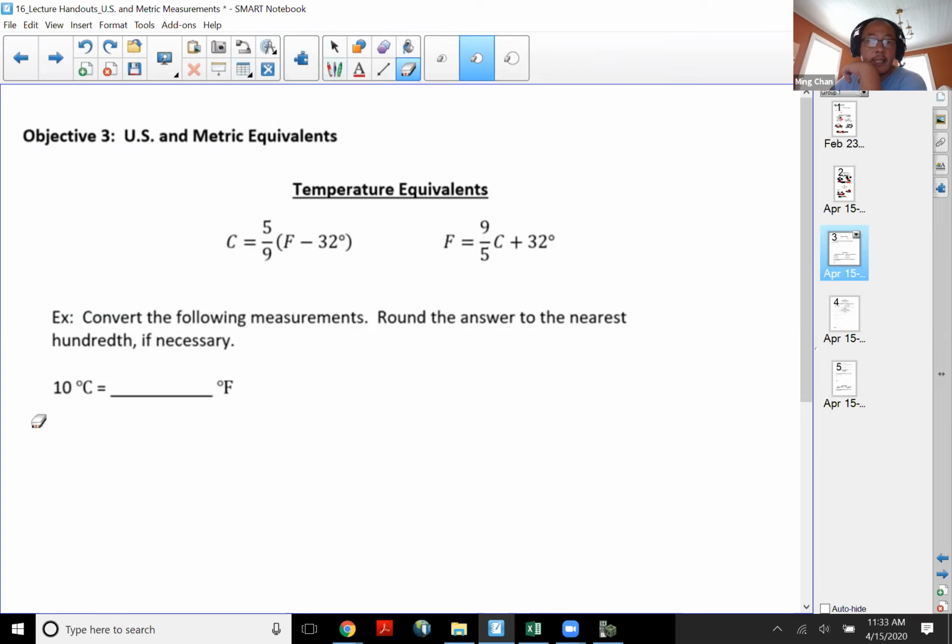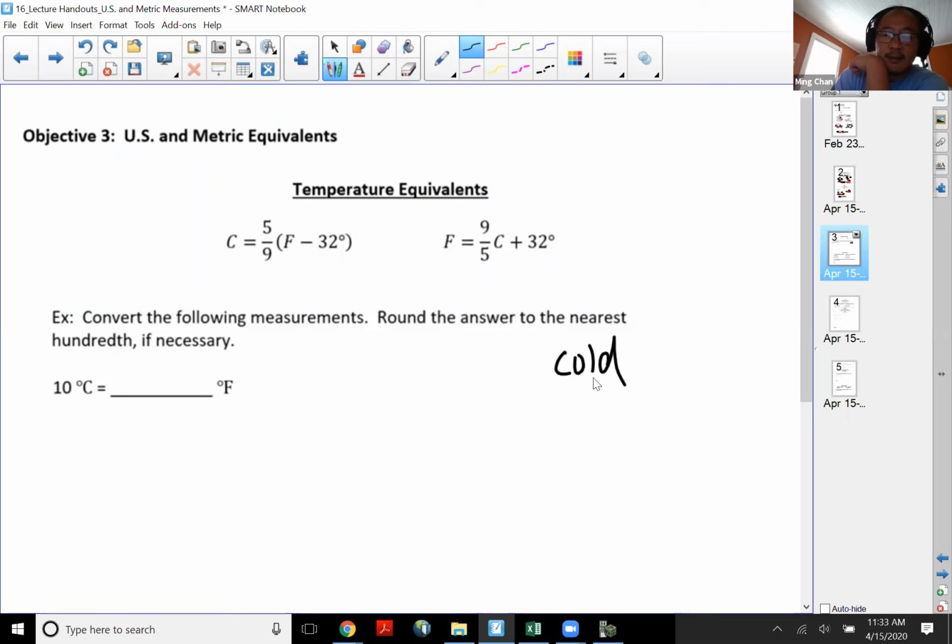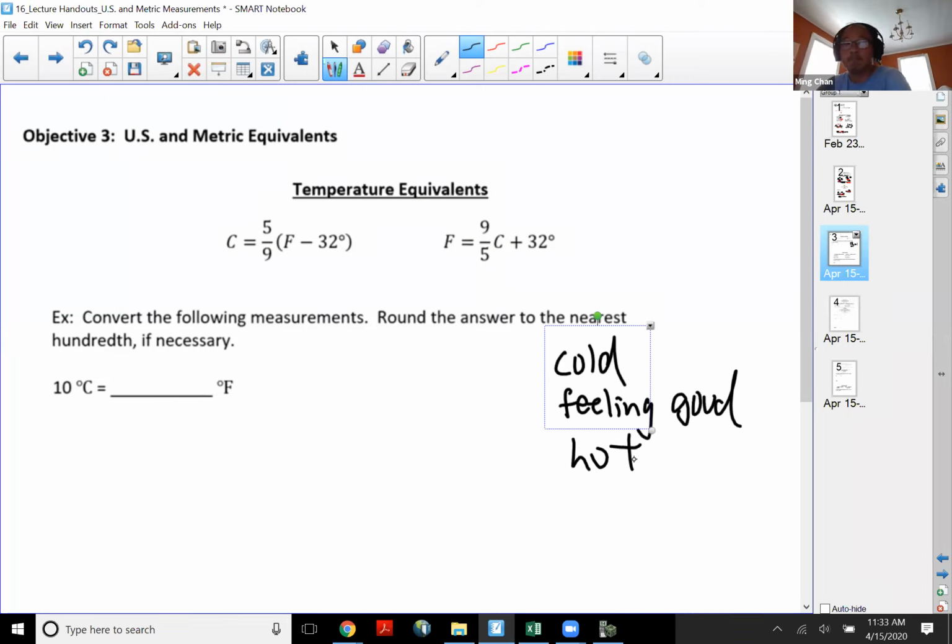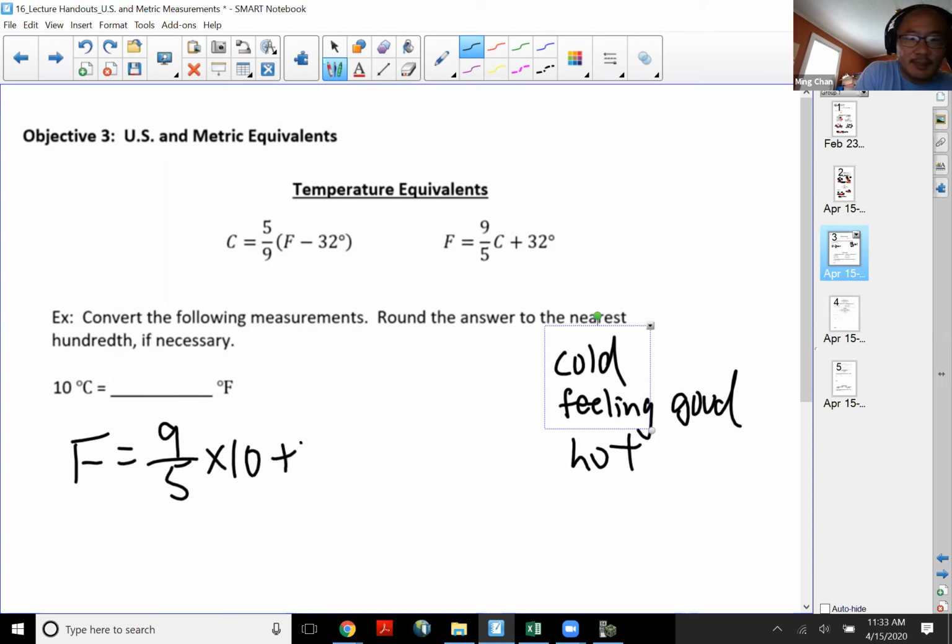All right. 10 degrees Celsius, right? Is that cold? Feeling good? Or is it hot? Do you know? Probably not, because we don't use Celsius. So let's convert. If I want Fahrenheit, I use the Fahrenheit formula. So I'm going to say this is 9/5 times 10, then plus 32.